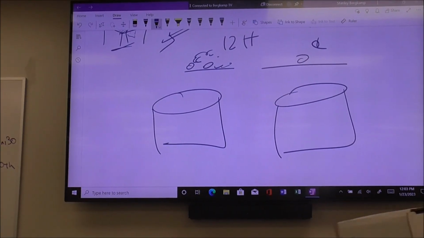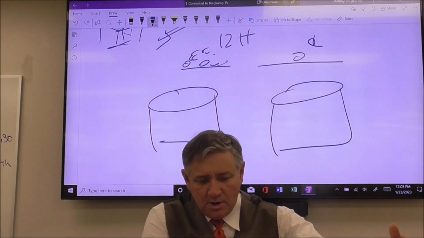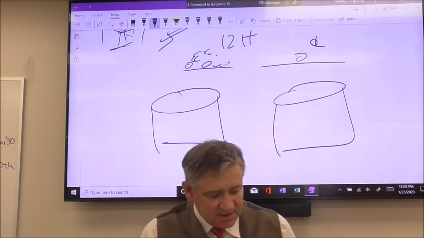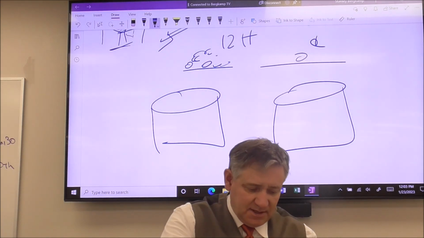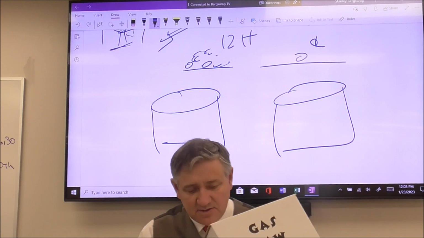A mole of gas, okay, and we'll go through gas laws later. So one mole of gas occupies 22.4 liters, which is what this is, and it contains Avogadro's number, which is 6.02 times 10 to the 23rd.